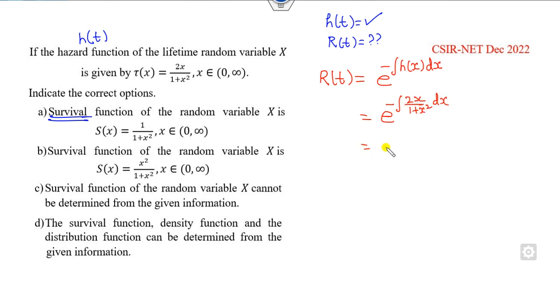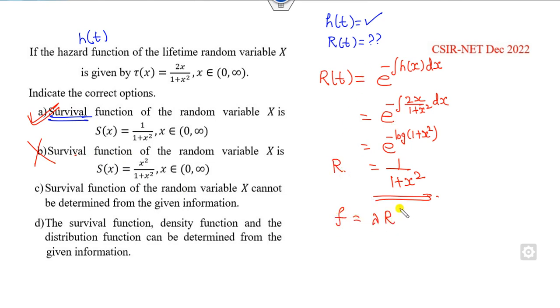So what is the integration of this? It is log of 1 plus x square. So the answer is 1 over 1 plus x square. So this is the correct option. Survival is this, the exponential and log cancel. Now once you know R, can you find the value of f? Yes, you can easily find f, because lambda is nothing but f over R, and lambda is nothing but h. So once you know lambda and the reliability, you can find the failure rate.